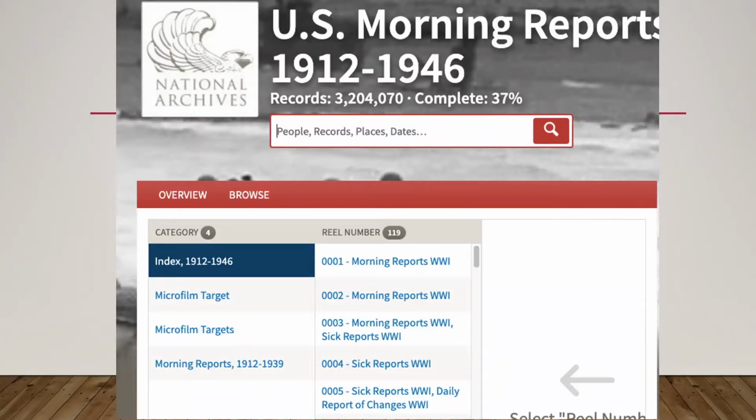These are all on Fold3. They've just been put up in the last couple of days. They're actually three parts, although it looks like there's four. There's an index and there are microfilm targets. It looks like they misspelled target the first time around instead of targets, so those two would be combined together. I'll tell somebody about that real soon if it doesn't clear up in the next few days. And then there are the morning reports themselves.